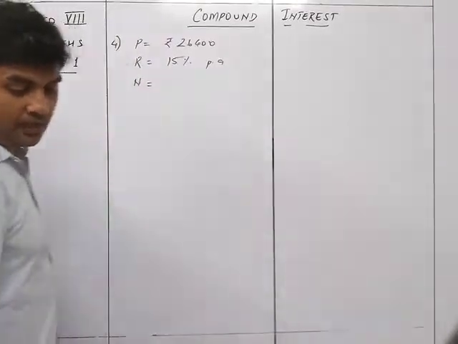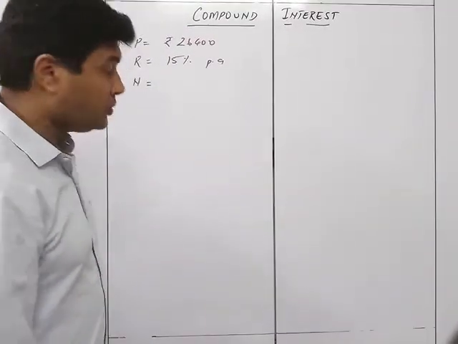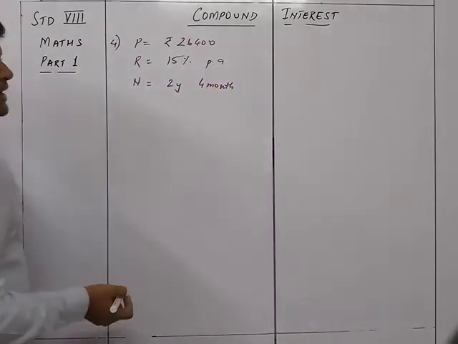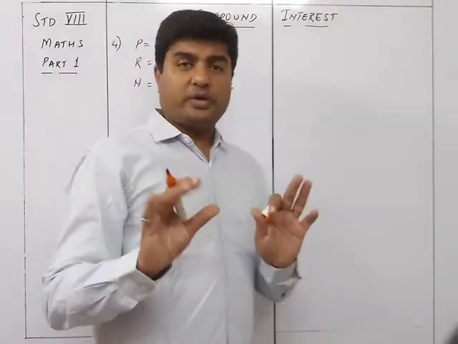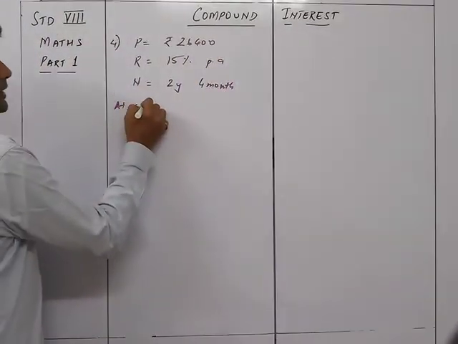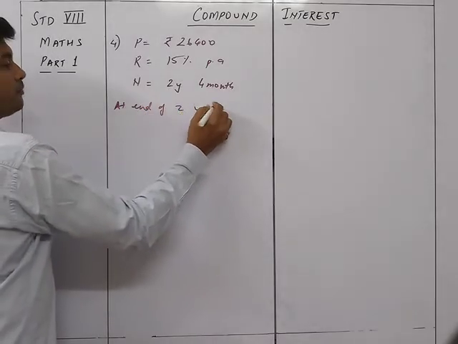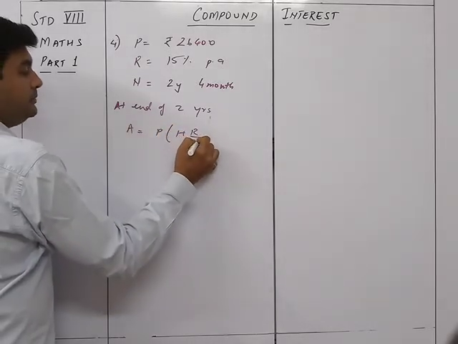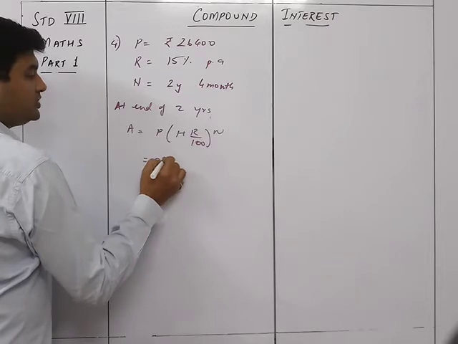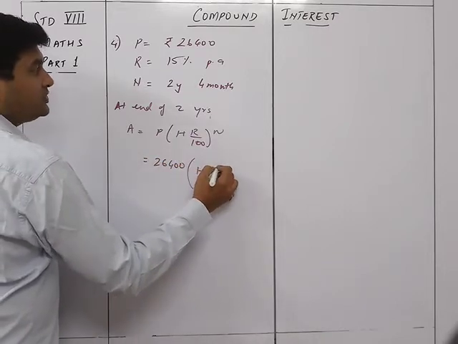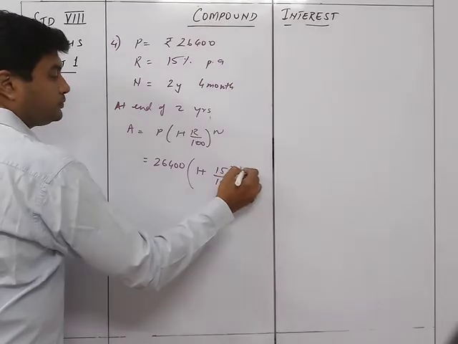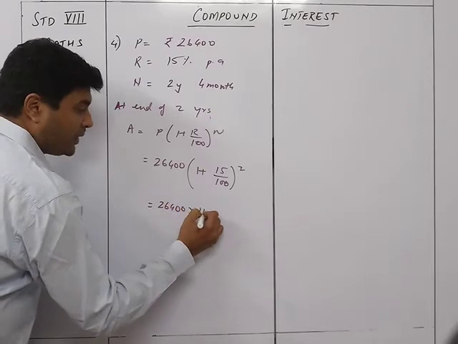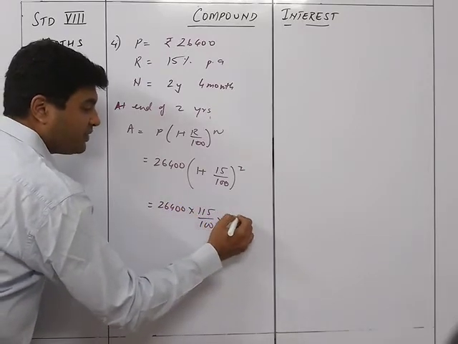So that's what amount she pays, for 2 years 4 months. What we'll do is first find out the amount she's going to pay at the end of 2 years. So at the end of 2 years, we have amount is equal to P(1 plus R upon 100) raised to n, which will be 26400 (1 plus 15 upon 100) raised to 2. Once you have this, it will be equal to 26400 into 115 upon 100 into 115 upon 100.